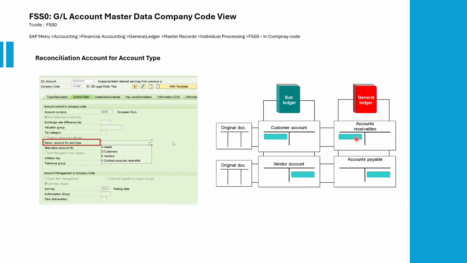Also during reconciliation, we can check whether the balance of the reconciliation account matches the balance of the corresponding subledger accounts, like customer accounts, how much is open in account receivables. So we can see whether every value has moved from subledger to general ledger or not, right? That's why we create these kinds of accounts, and we mention these reconciliation accounts for account type.